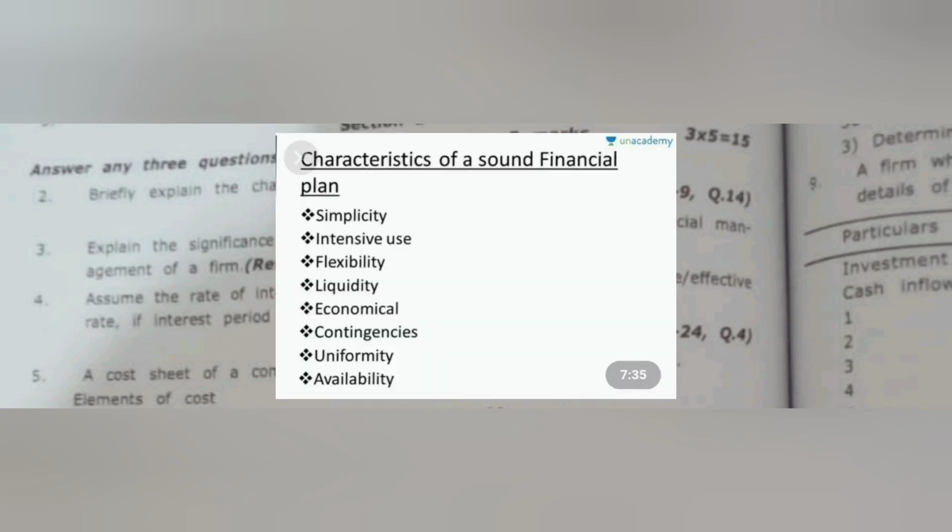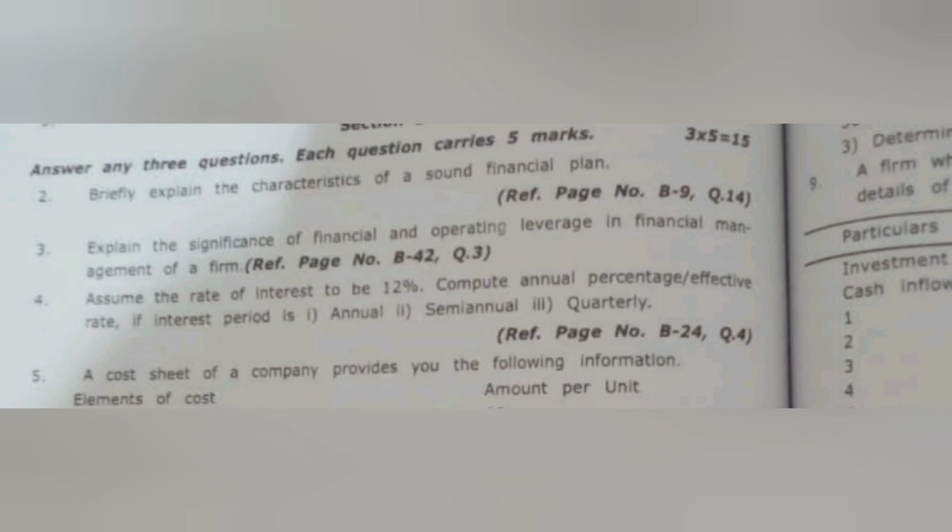So the characteristics of a sound financial plan: first, it should be very simple, and we need to know the purpose. It should be flexible, suitable and changeable according to the situation and circumstances. A sound financial plan should have liquidity, it should be economical, and it should know how to face contingencies. It should have uniformity, and the main thing is that there should be availability, and it should be realistic. The planning should not be unrealistic.